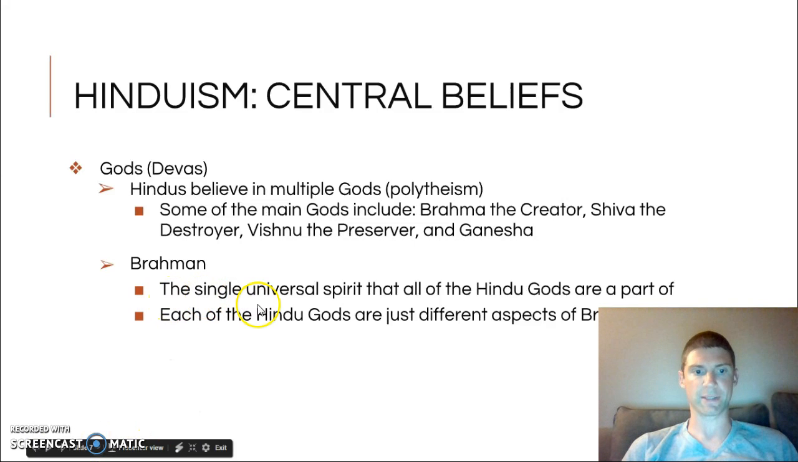So Brahman is the single universal spirit that all Hindu gods are a part of. So no matter all the gods we talk about, they all come back to Brahman. You might think of it in some ways as like Father, Son, Holy Spirit with Christianity, but that is a pure monotheistic approach, just three in one. Whereas this is all gods kind of a part of one universal spirit. So in that way it does seem kind of monotheistic.